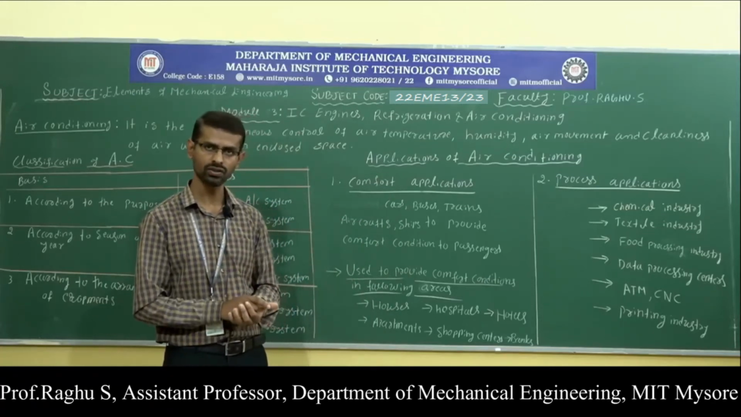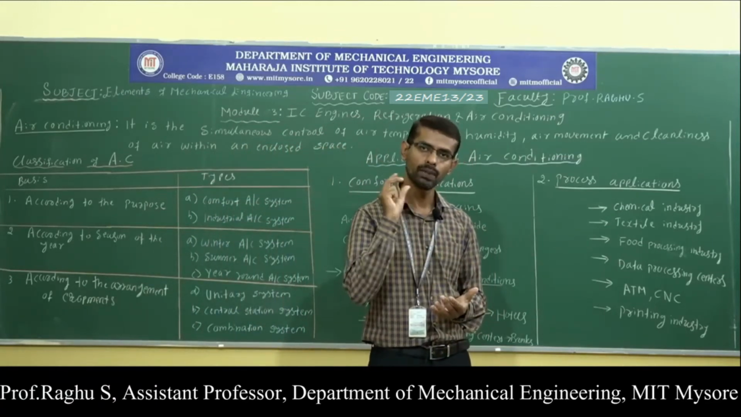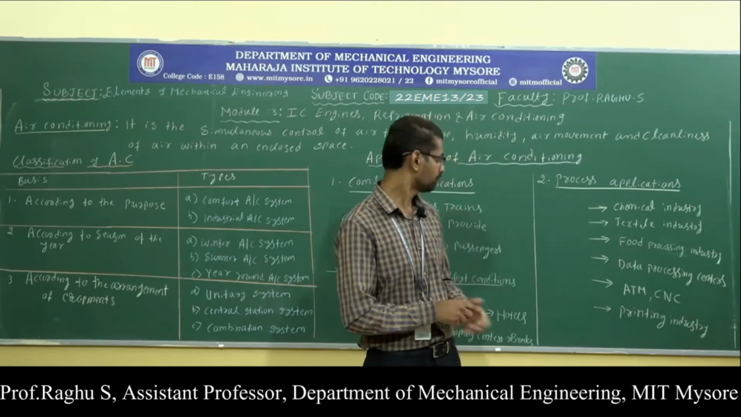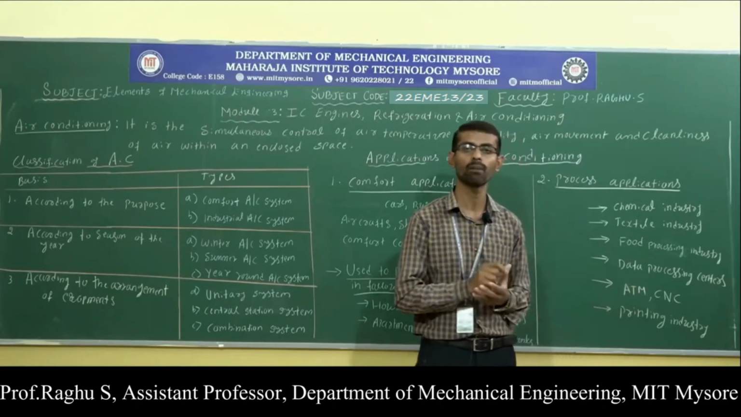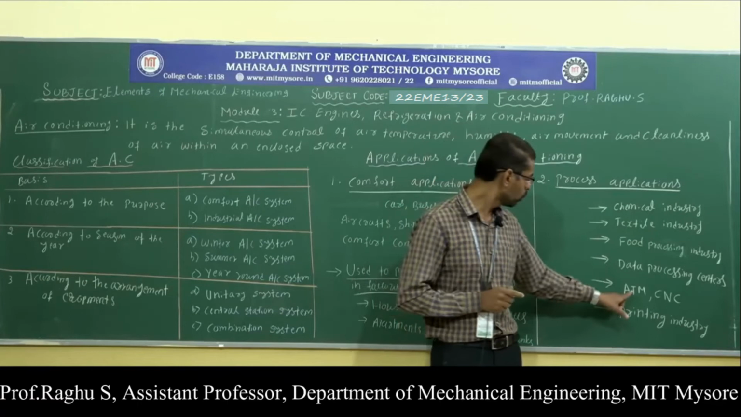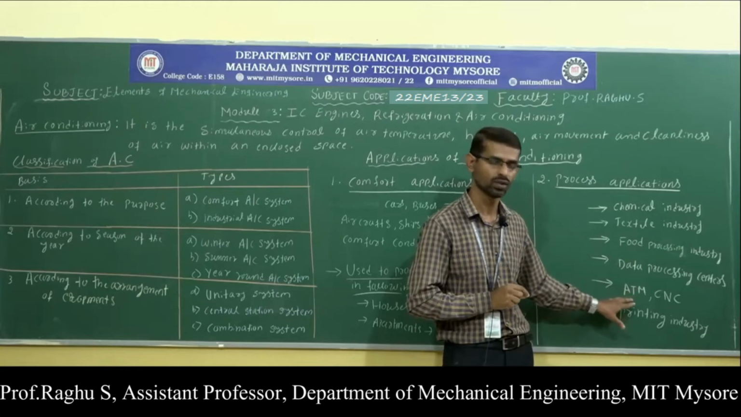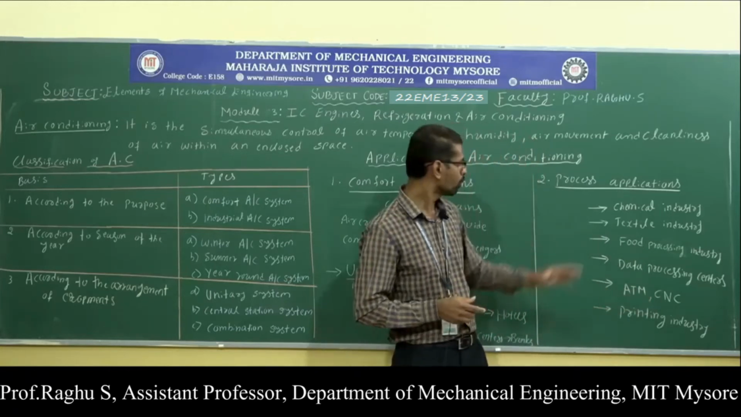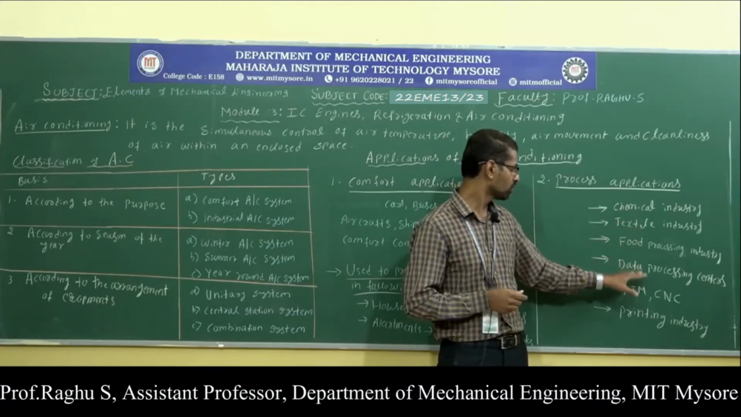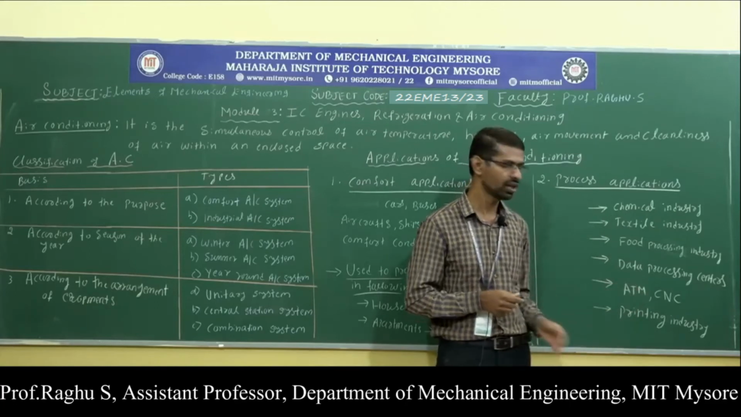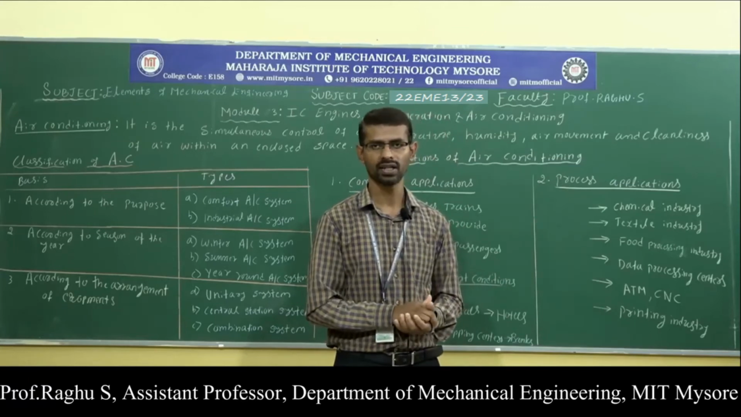Process applications mean some processes require an optimum temperature at which the process can be executed. For example, an ATM machine works at a particular temperature, so we need to provide a proper temperature to that machine, and to CNC machines also. Process applications involve the chemical industry, textile industry, food processing industry, data processing industry, printing industries, ATM machines and CNC machines. So these are the process applications of air conditioning systems.